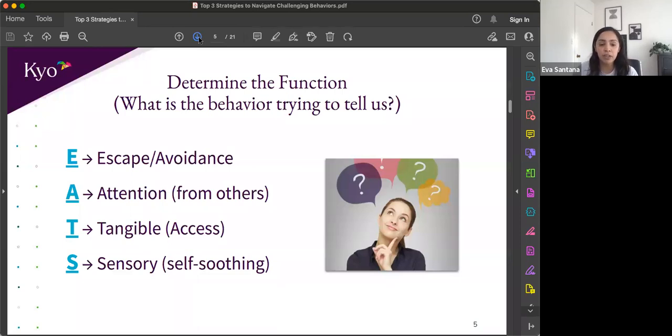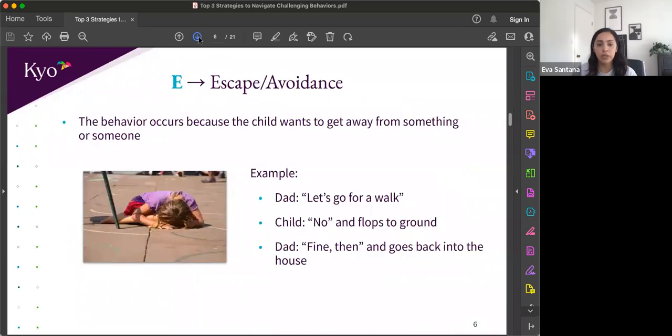So there are 4 main functions of behaviors. The way that it's been really helpful to remember the 4 functions is through this acronym EATS, E-A-T-S. E is for escape avoidance. A is attention from others. T is tangible, meaning getting access to tangibles like things, activities, environments. And S is sensory, self-soothing. Now we'll go into detail about each of the 4 functions, what they mean and what they look like.